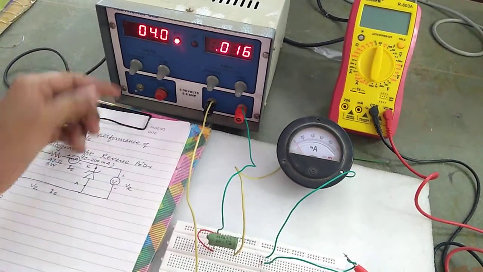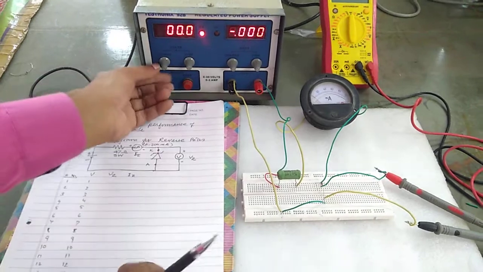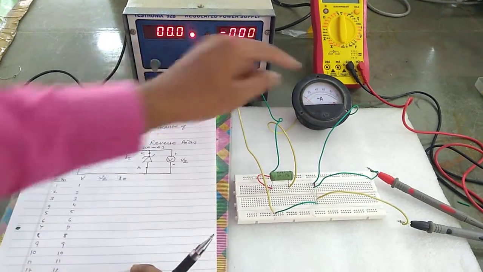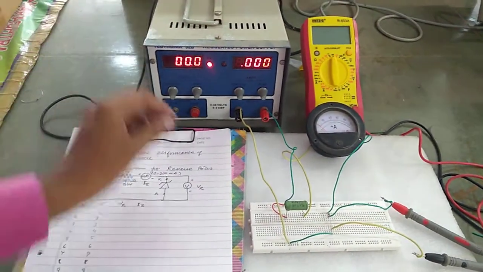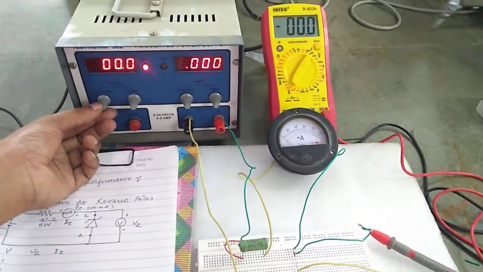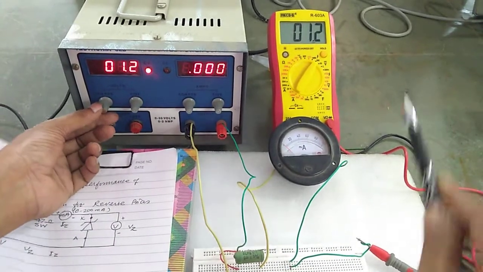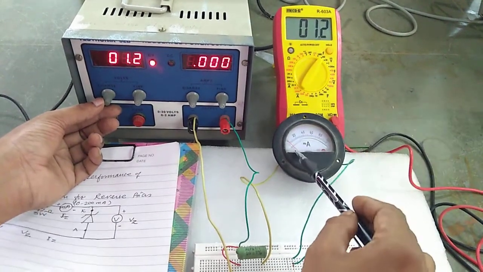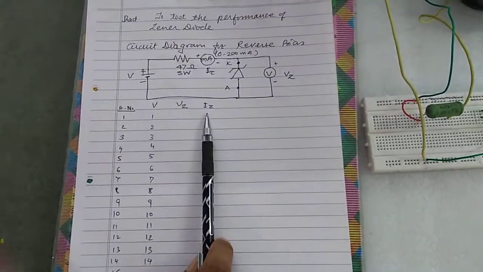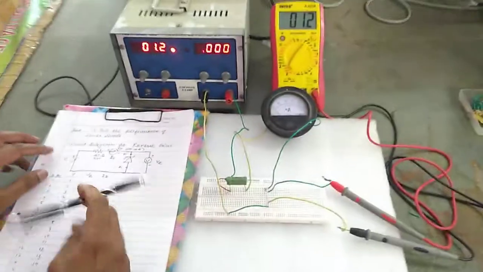I have turned on the power supply. Now I will increase the voltage in steps of 1 volt. I will measure the current and I will measure the Zener voltage. And you can observe the readings here. This is Vz, this is Iz, the Zener voltage and Zener current with respect to this circuit. We have to measure the Zener current and Zener voltage. So I will note the readings.